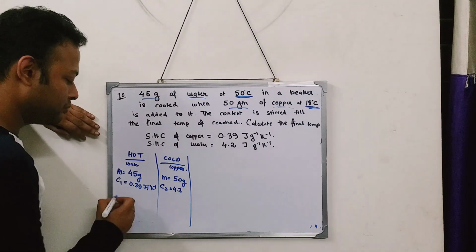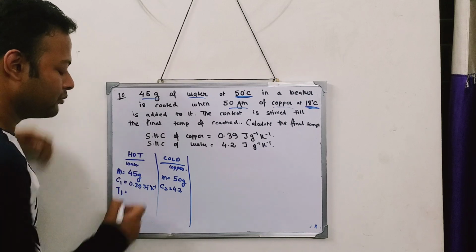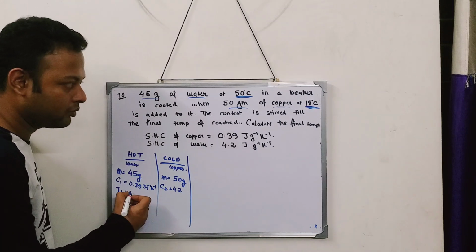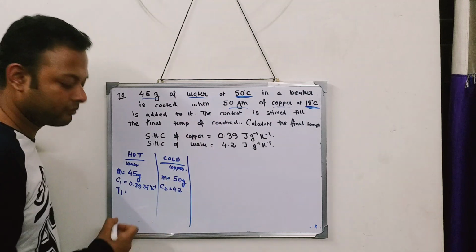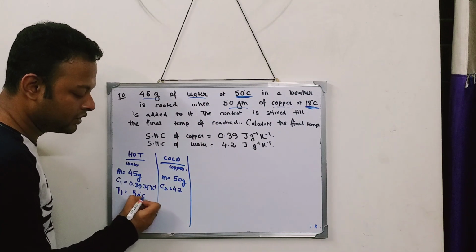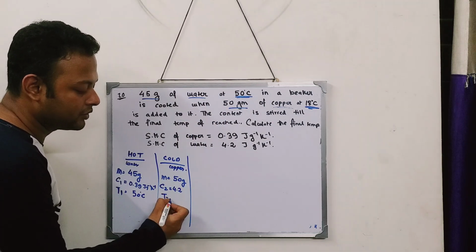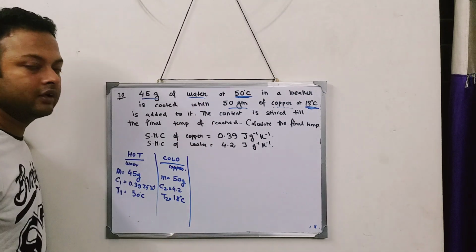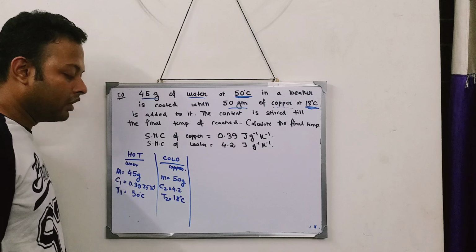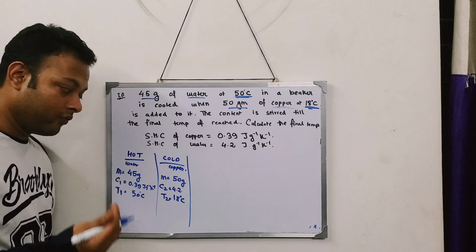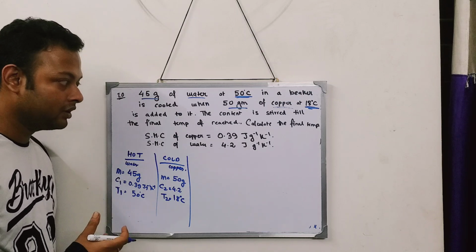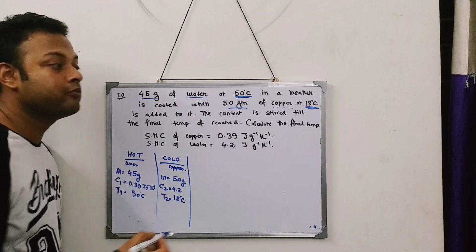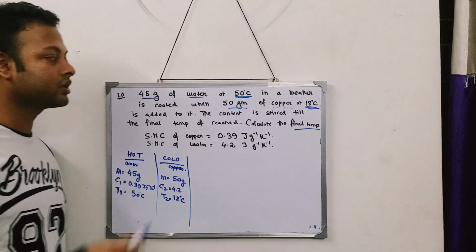Now we come to this part, T1, that is the initial temperature of the hot body. Initial temperature of the hot body is given as 50 degrees centigrade and initial temperature of the cold body is given as 18 degrees centigrade. Now, is the final temperature given? No. The final temperature we have to find.